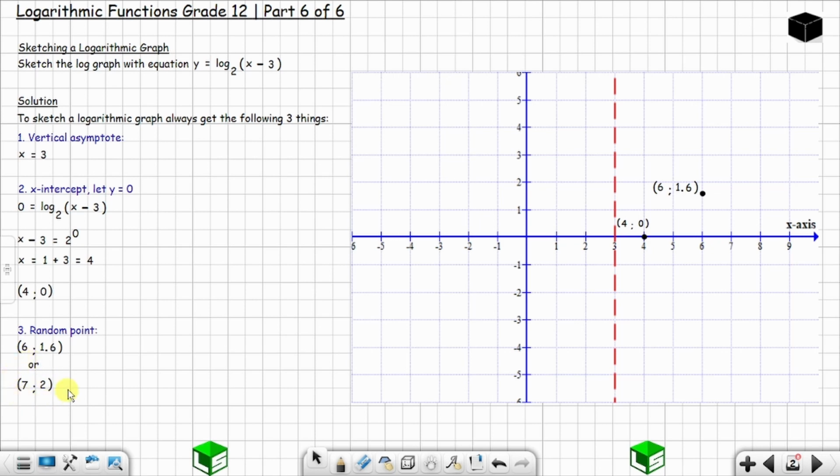You can also show these coordinates on the Cartesian plane. So you have 7 and 2. Now you have 2 random points, though you actually need only one. So now you can see the graph is going to be like this. Make sure you don't cross the vertical asymptote. So this is the graph of y.